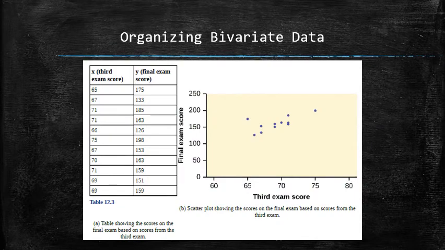Here's another example of a scatterplot that demonstrates the observed relation between the scores on the third exam and the scores on the final exam. Notice that the third exam is on the x-axis, as we may suspect that it may have an effect on the final exam scores, and therefore it is the independent variable, while the final exam scores are the dependent variable.